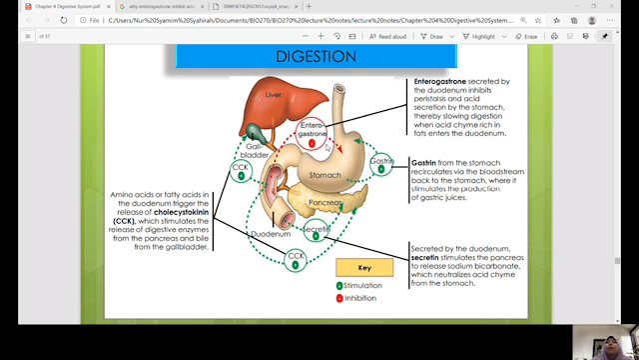Senang kata dia memperlahankan proses digestion. Okay, sebab makanan dah move to duodenum. So that is the enterogastrone function.